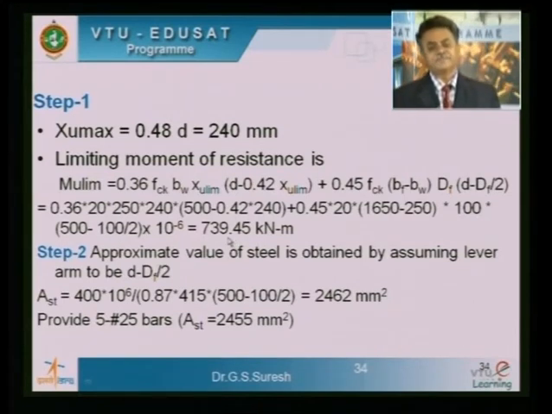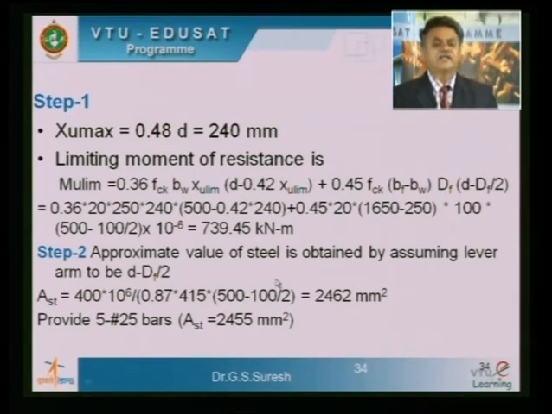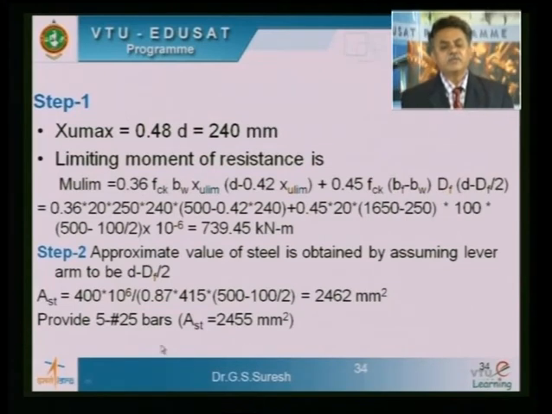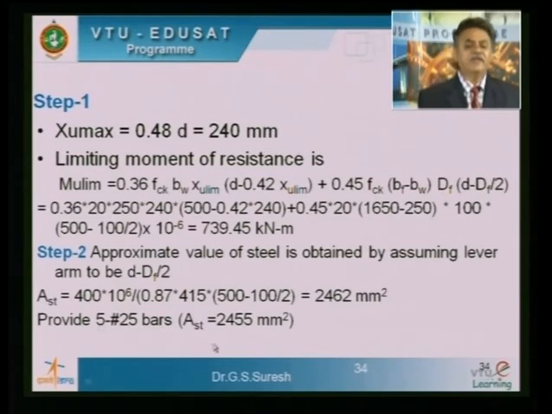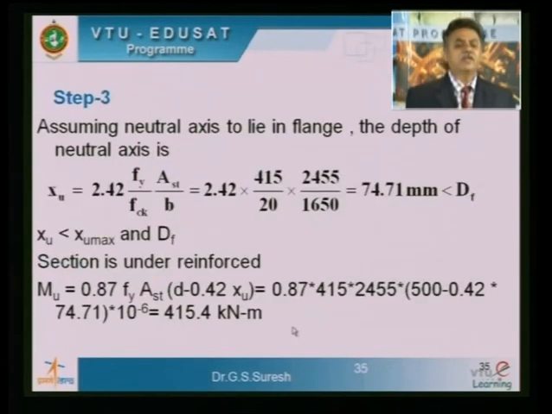Then what I do is, I do a trial and error procedure. I start with calculating the steel as an approximate steel by taking the lever arm as D minus DF by 2, moment divided by 0.87, this is a singly reinforced, under reinforced section. So, I use area of steel force here and I take this as the lever arm, 500 effective depth minus the depth of the flange divided by 2, I get an approximate area. For this I use 5 of 25 mm bars. So, divide 2462 by 491, you get 4 point something, I take it as 5, which is 2455, which is slightly less than 2462, but it is the approximation we are doing, we can accept it.